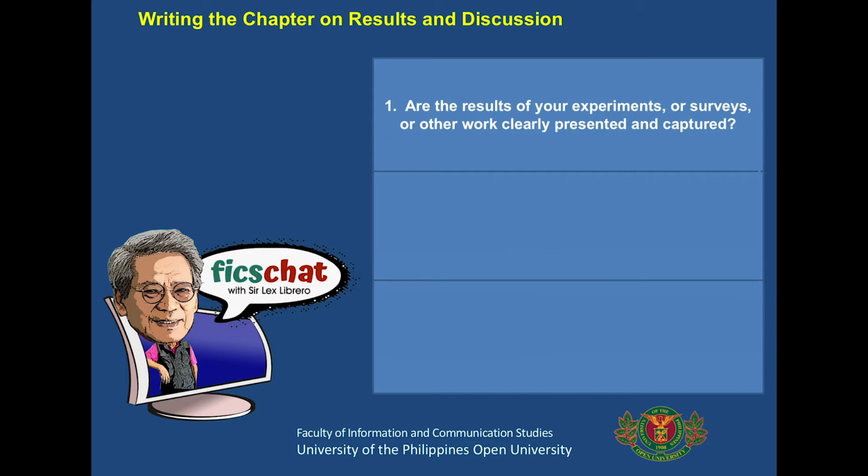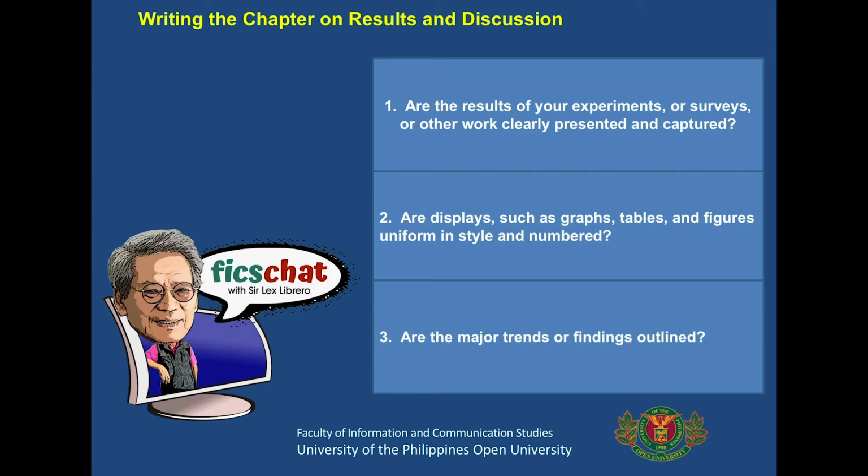In writing the results, you should respond positively to the following. First, are the results of your experiments or surveys or other works clearly presented and captured? Second, are the displays such as graphs, tables, and figures uniform in style and numbered? Third, are the major trends or findings outlined?